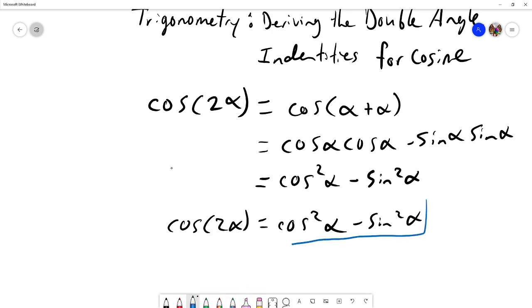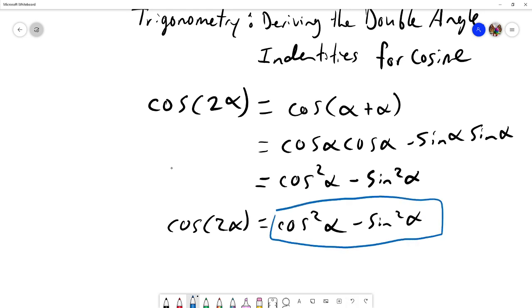Alright. And that box was terrible. Let's fix it. So this proof here used the fact that cosine of alpha plus beta is equal to cosine alpha cosine beta minus sine alpha sine beta.